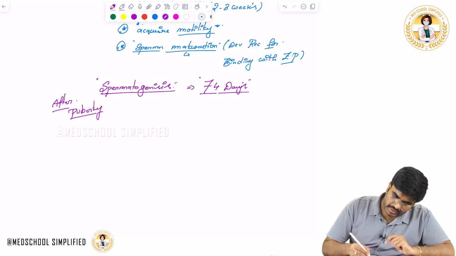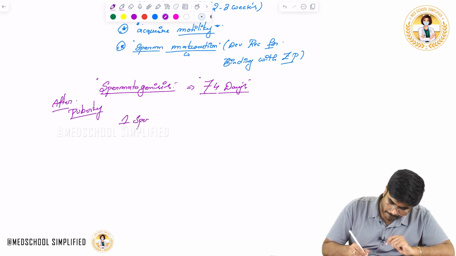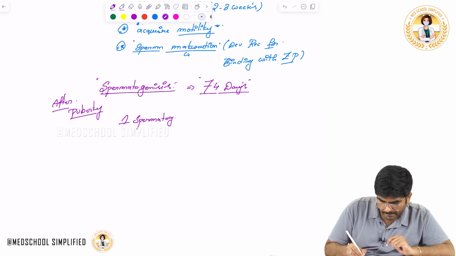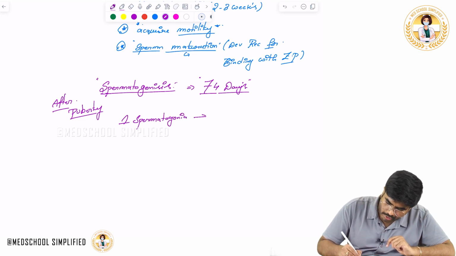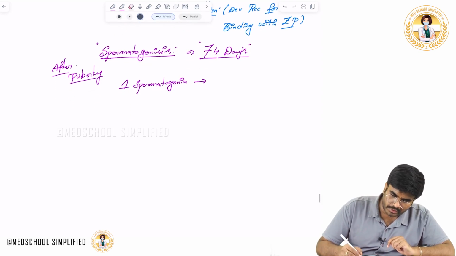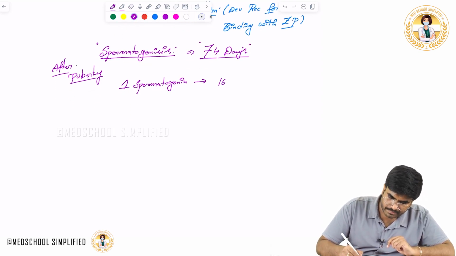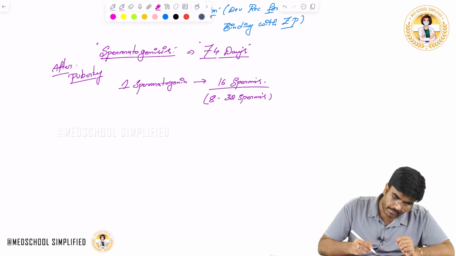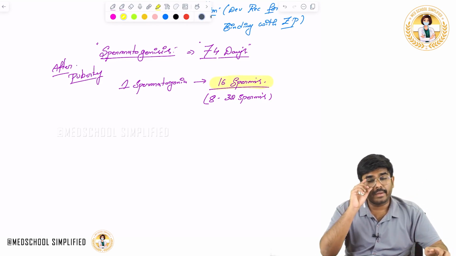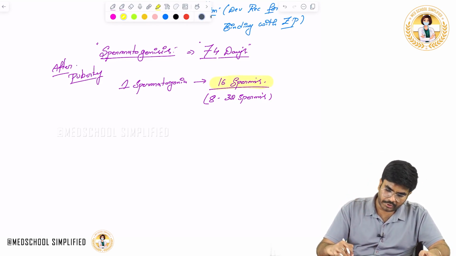Now, one spermatogonium is going to give rise to how many sperms? One spermatogonium is going to give rise to 16 sperms. If you want to know the average, it will be 8 to 32 sperms. So in humans, one spermatogonium is going to give rise to 16 sperms. These are the basic singular points which I want you to know.